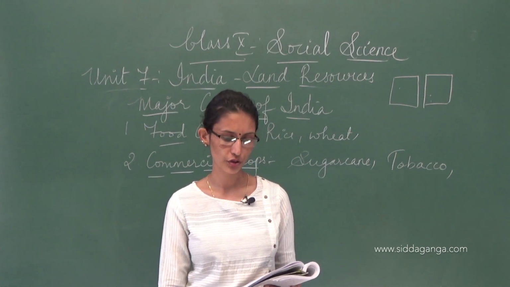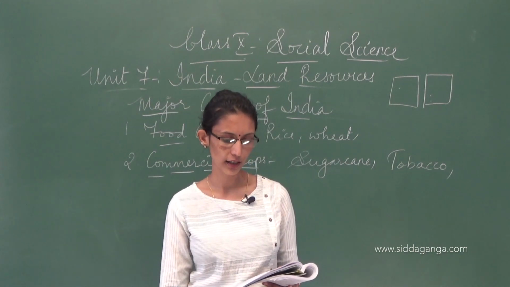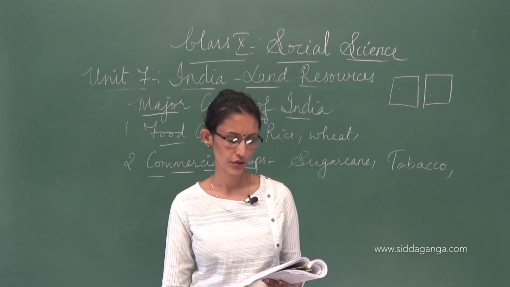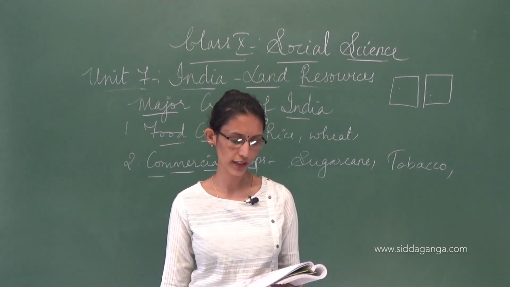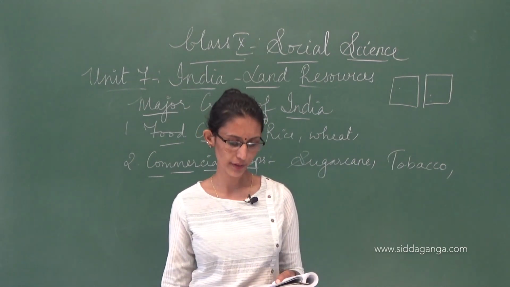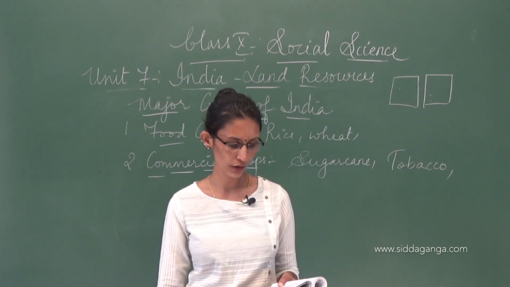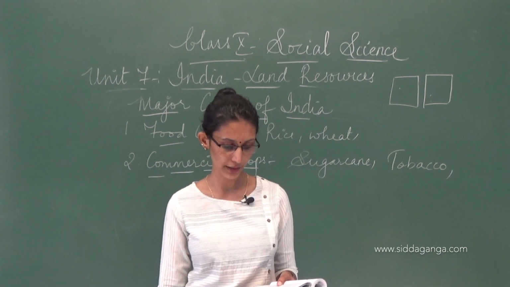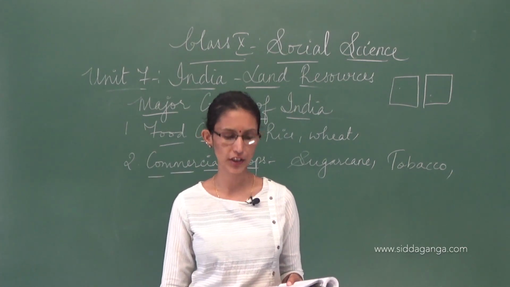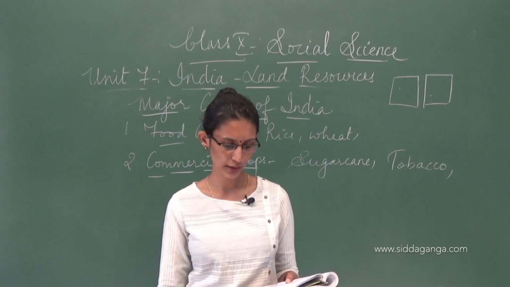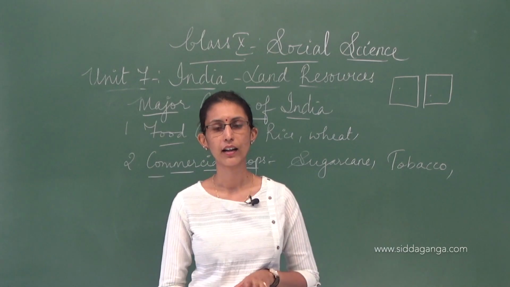Now the main products that we get from sugarcane are sugar, gur and khandsari. Sugarcane is an annual crop, it grows every year, okay, and it is grown in irrigated areas. It requires a temperature of 21 to 26 degrees Celsius and a rainfall of 100 to 150 centimeter per annum. Now it is best suited to alluvial and loamy soils. Now where is this found? Uttar Pradesh, Maharashtra, Tamil Nadu, Karnataka, Gujarat and Andhra Pradesh.